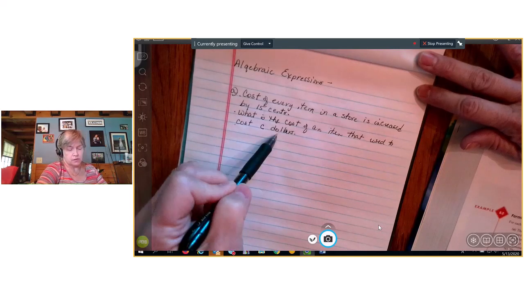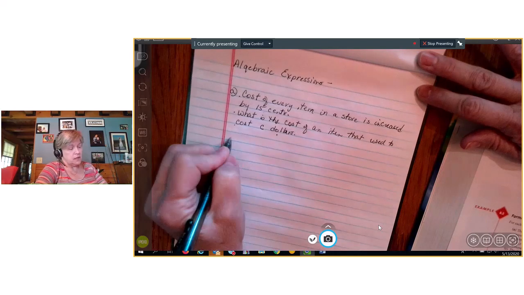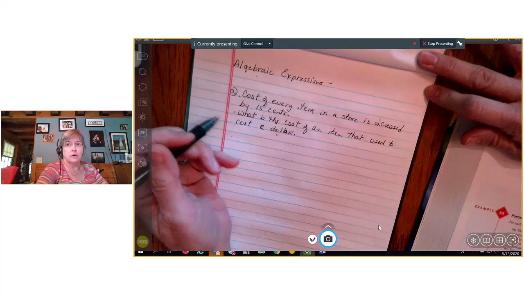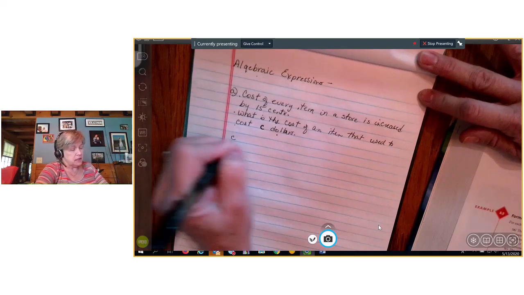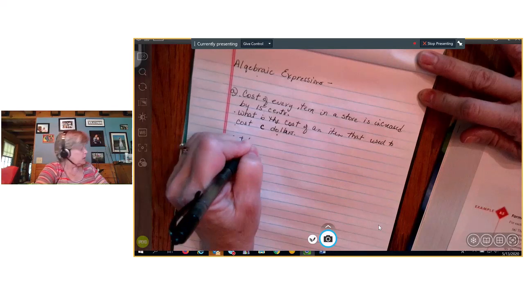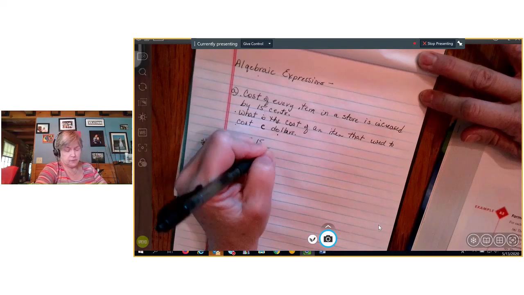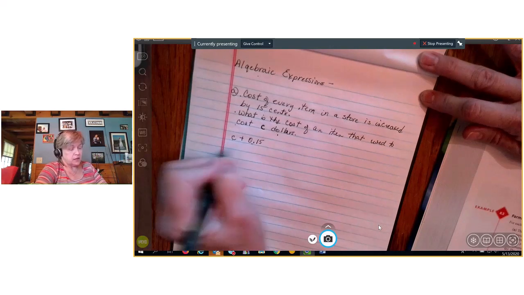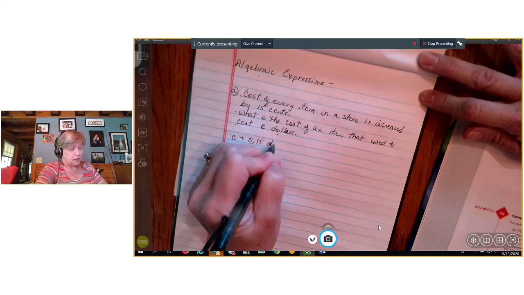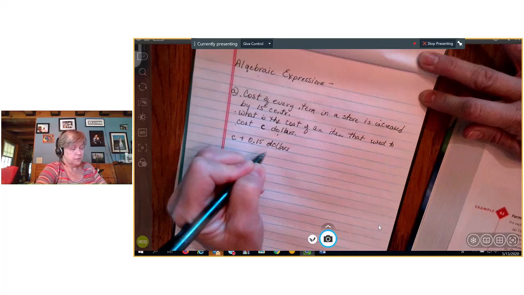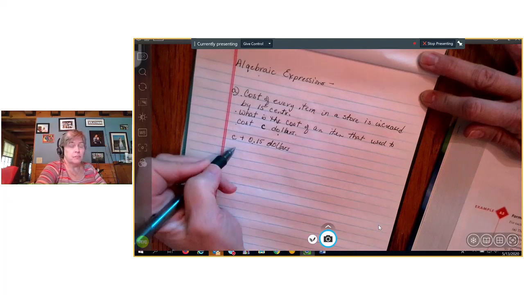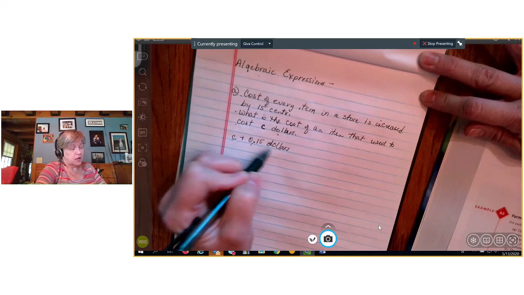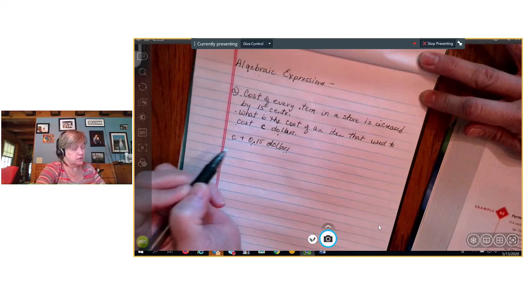So in this one, this is an expression, so we're not going to have C equals or X equals or whatever. So this is going to be C plus 0.15. So C plus our 15 cents. And that's going to equal so many dollars. So our expression, C plus 15 cents, and then I put the word dollars under there, so when we add it together, it's going to have the dollars.